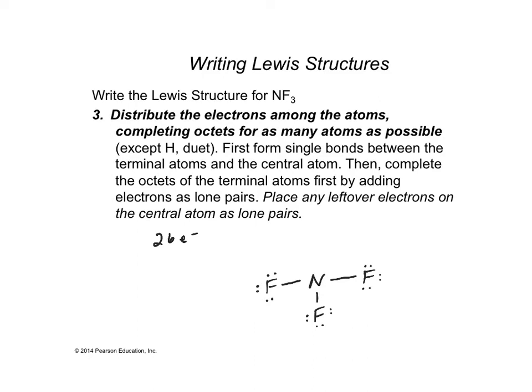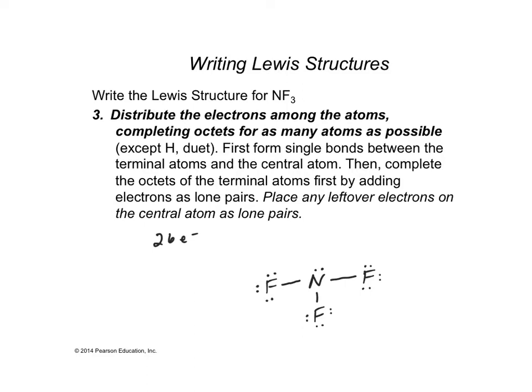Then what am I going to do? I'm going to figure out, now that I put in everything that I have, how many electrons have I actually put in? I put in 2, 4, 6, 8, 10, 12, 14, 16, 18, 20, 22, 24. How many do I have to get rid of? 26. So I have 2 more electrons. What do I do with those 2 electrons? I'm going to put them as a lone pair on the central atom.